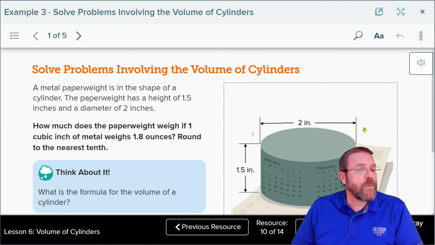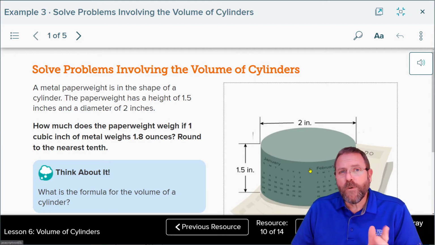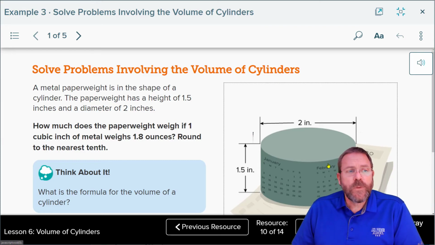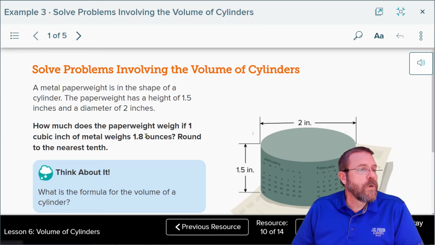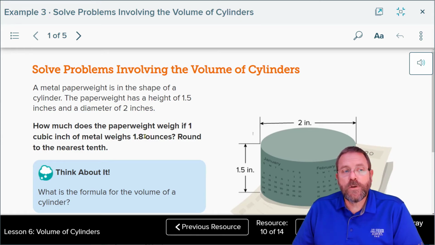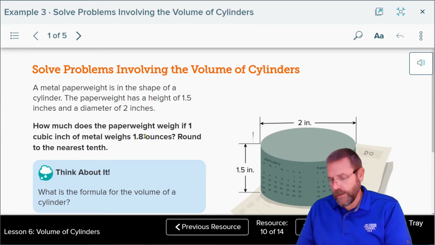Now remember, when we find the volume, we're finding it in cubic inches. We find the volume of this, multiply those number of cubic inches times the 1.8 ounces per cubic inch, and we're going to know what our weight is.